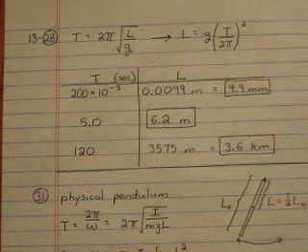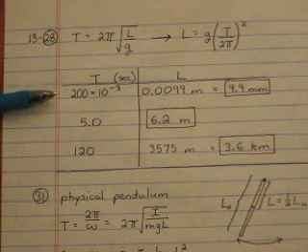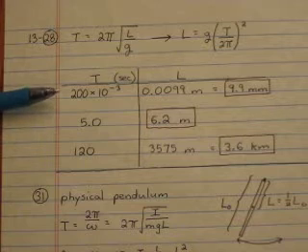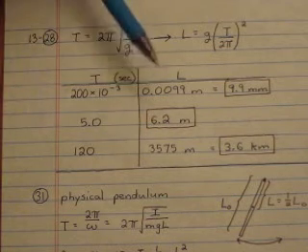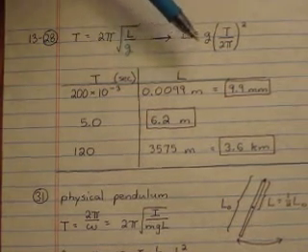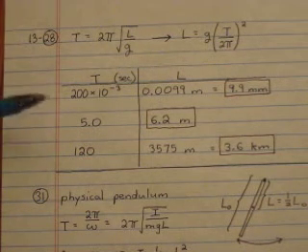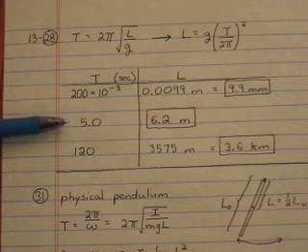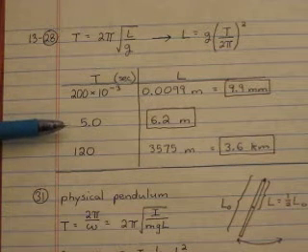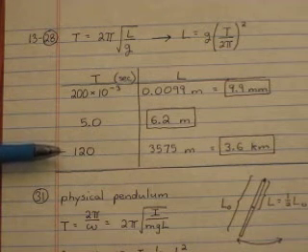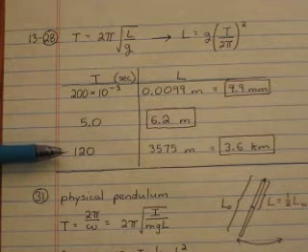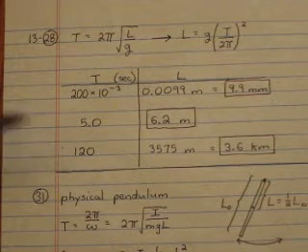So I've just plugged in the various values for T. Here's 200 milliseconds, and it gives a length of 0.0099 meters. And I just converted that to 9.9 millimeters. A period of 5 seconds would be 6.2 meters. A period of 120 seconds would be 3,575 meters, or 3.6 kilometers.